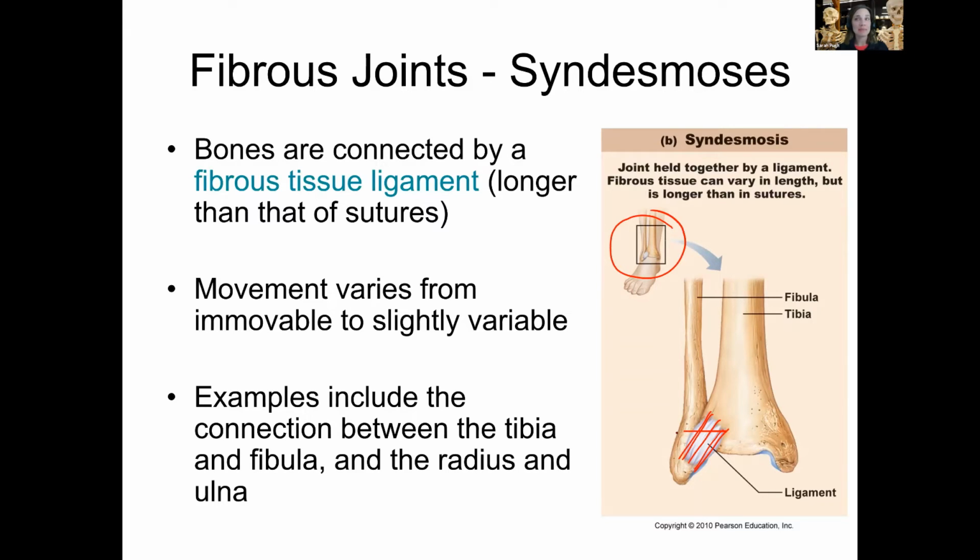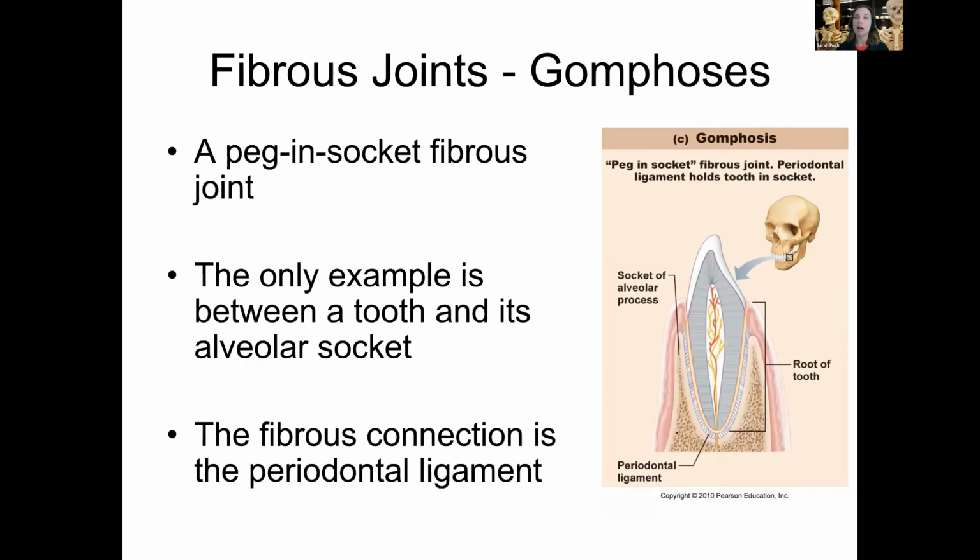And then the last type of fibrous joint is something called a gomphosis. A gomphosis is a peg in socket joint. The only example that we have of this is teeth, the teeth sitting in the alveolar socket. So you can see in this image here on the right, you can see the fibrous tissue right here, and you can see how short that fibrous tissue is. Again, it's just holding the tooth to the bone into that alveolar socket.